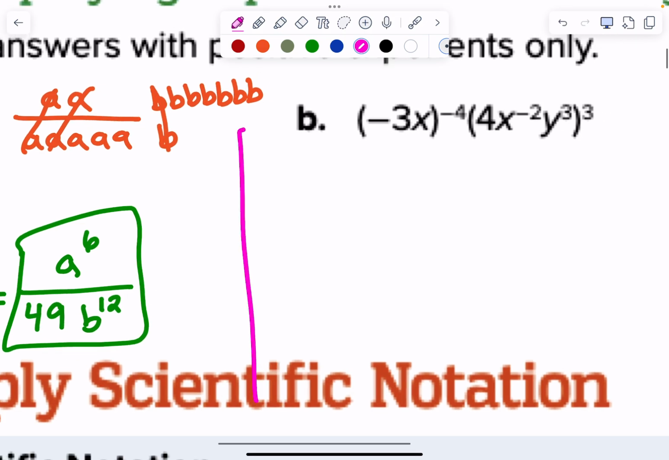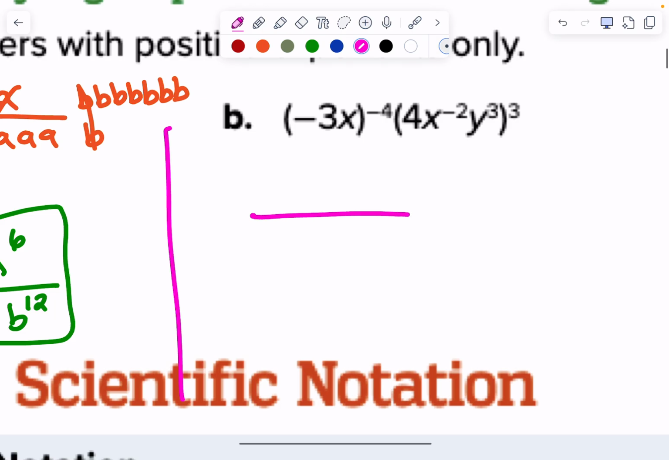All right, so B, let's talk about what we'll do first on B. What shall we do first on B? Make it a fraction. Make it a fraction. I like that idea. Okay, so what goes on the top of my fraction?